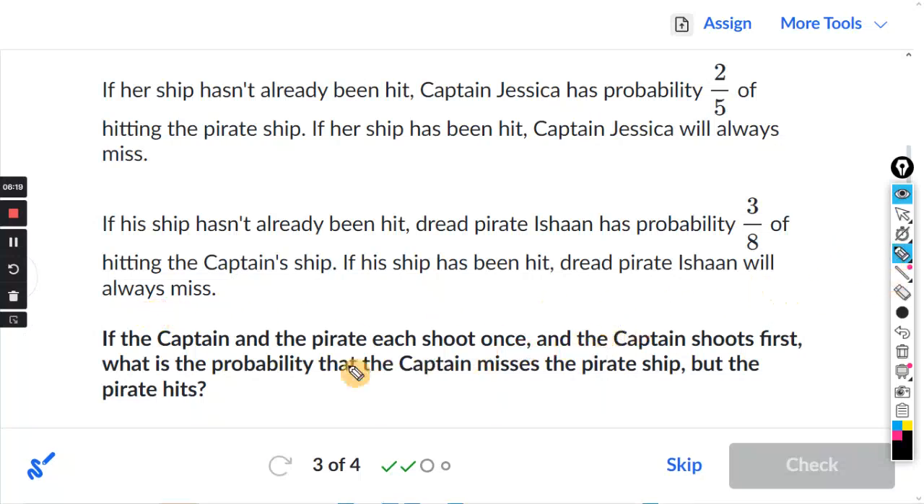All right. So if the captain and the pirate each shoot once and the captain shoots first, what is the probability that the captain misses and the pirate hits?